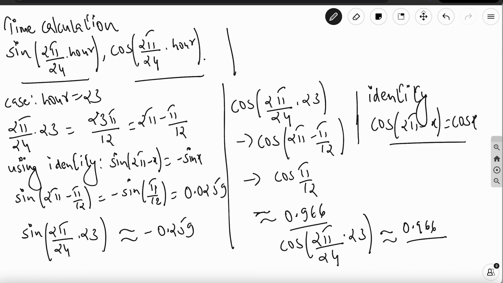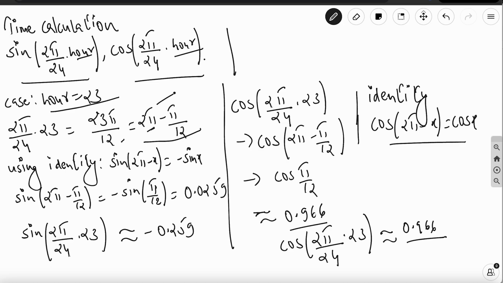Okay, so the function used here, sine, is calculated as 2 pi upon 24 multiplied by the hour for which we want to calculate time using trigonometric functions, and similarly for cos we use 2 pi upon 24 multiplied by the hour. So let's take an example of the 23rd hour. 2 pi upon 24 into 23 comes as 23 pi by 12, and mentally we can say it's 2 pi minus pi by 12. It's for our identification.